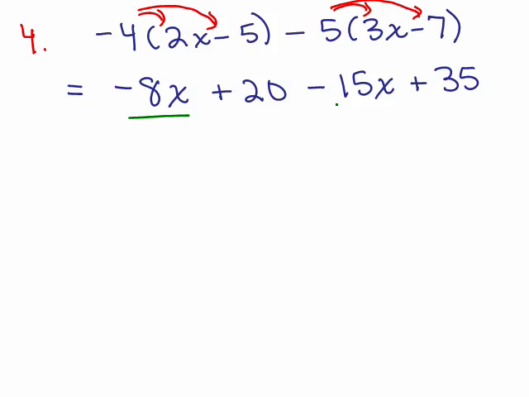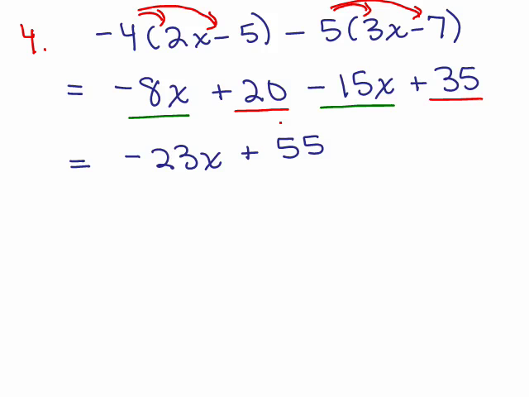So we look for the like terms. So we have a negative 8x and a negative 15x, and that will give us, well, we're adding two negatives, so that's negative 23x. And then I also have a plus 20 and a plus 35, so that's going to be plus 55. And that's number 4.